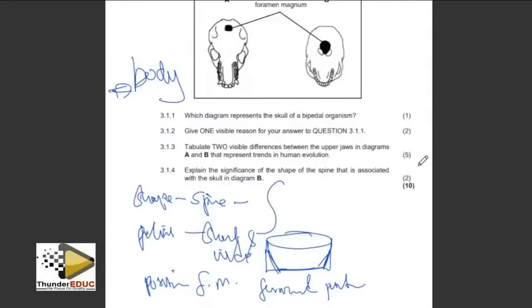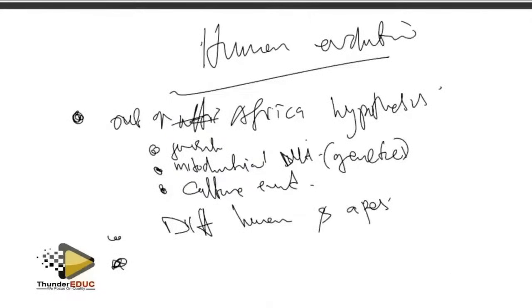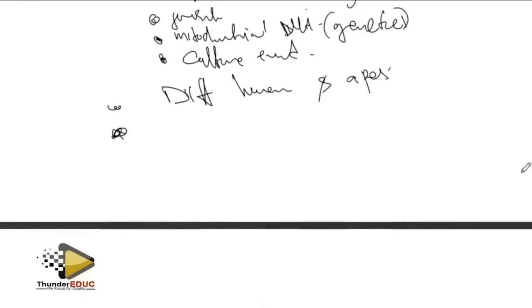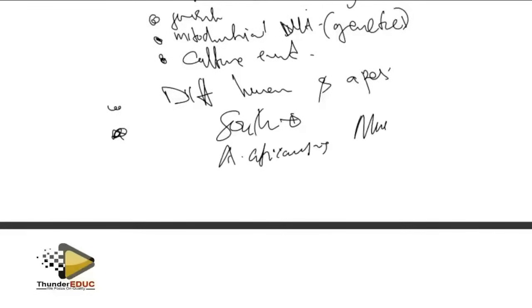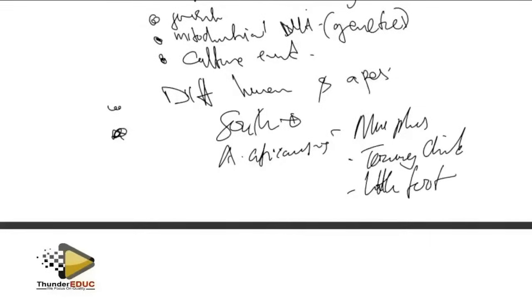So, you need to know, don't go to the paper without knowing three species discovered in South Africa. South Africa, at least three. Don't go without knowing the three species which belong to Australopithecus africanus, please. Which is Mrs. Ples, Taung Child, and then Little Foot. These are the three Australopithecus africanus discovered in Africa.